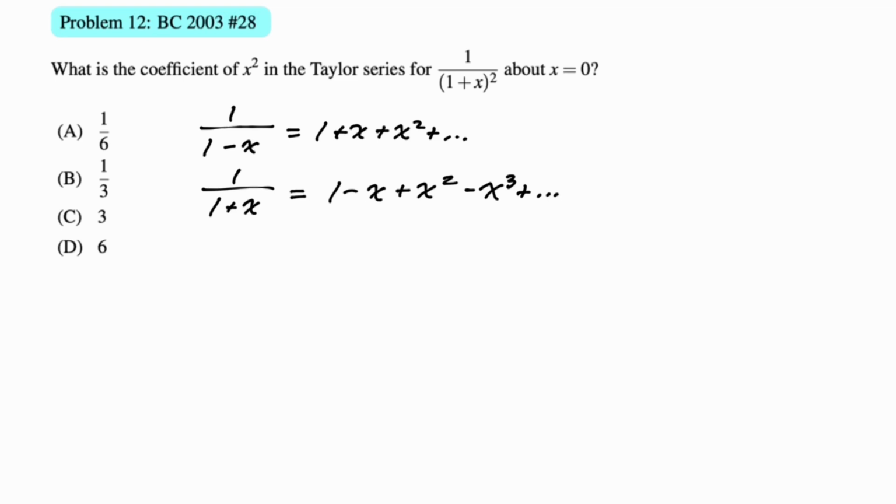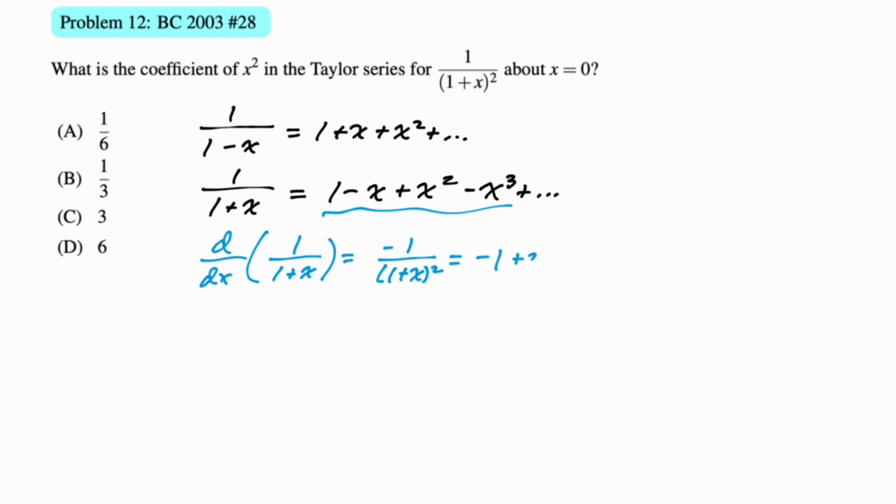If I took the derivative of this, it's basically 1 over the quantity 1 plus x squared, except it's negative 1 over the quantity 1 plus x squared. I'm going to notice that if I take this derivative, it gives me almost what I wanted. Now, if I take the derivative of my series for 1 over 1 plus x, by just power ruling my way through it, the derivative of this is negative 1 plus 2x minus 3x squared.